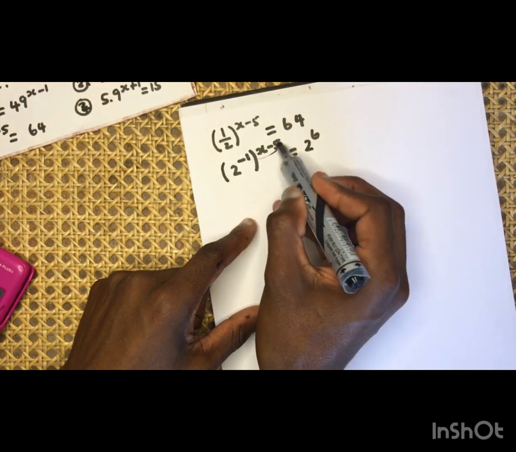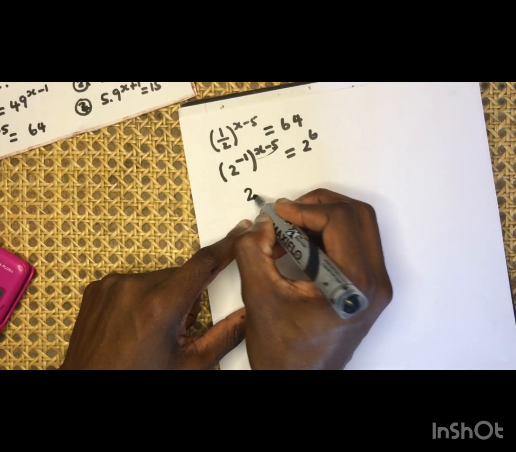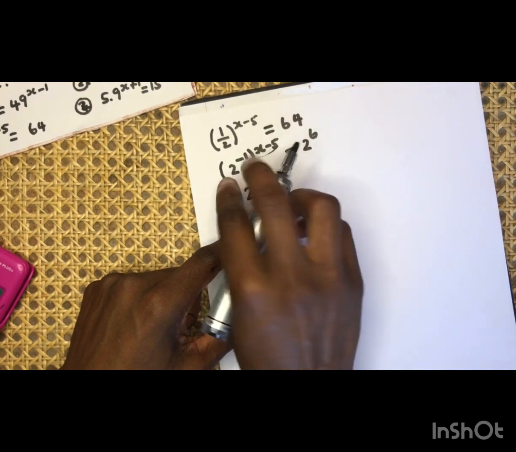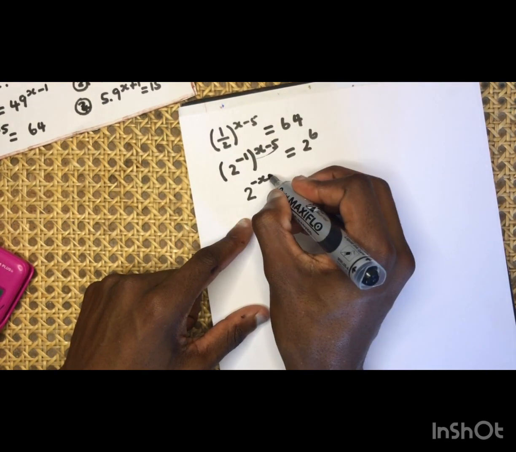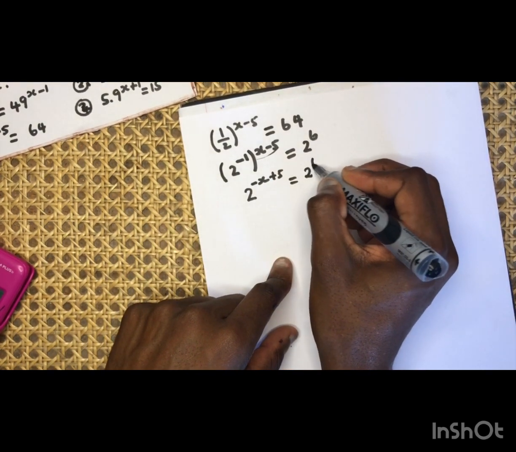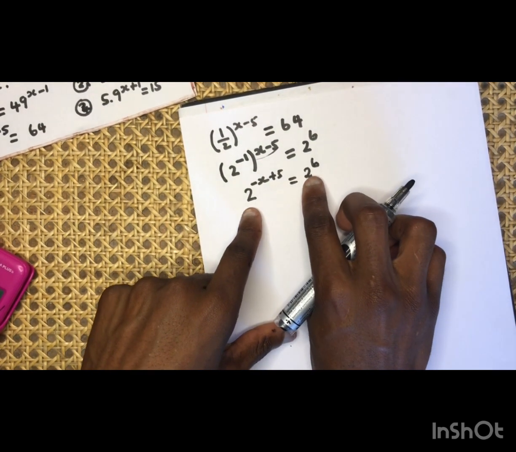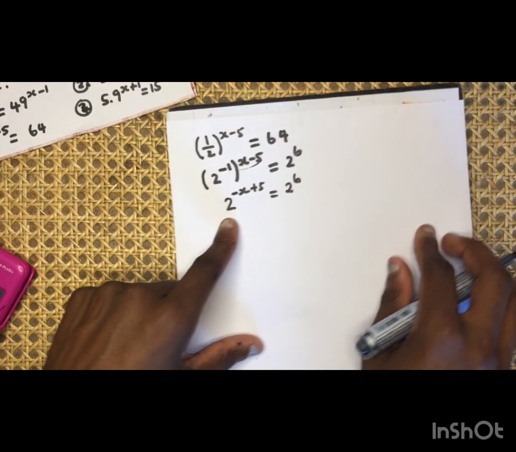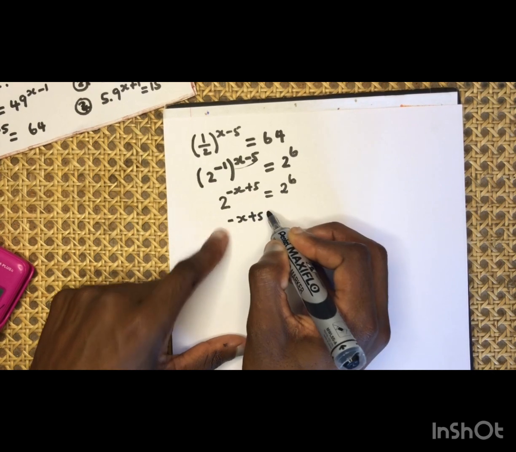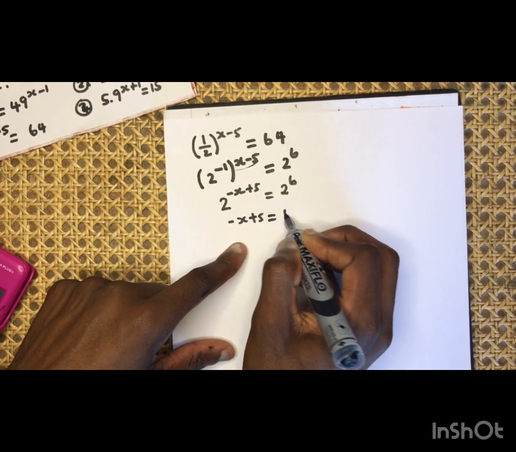Which law do I need to apply here? Yes, it's law number 3. So I'm going to say negative 1 times x is negative x, and negative 1 times negative 5 is positive 5. I have on my right side 2 to the power 6. Now the bases are the same, so we drop the base and equate the exponents. I'm going to have negative x plus 5 equals 6.